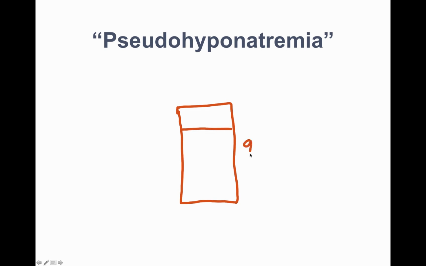So let's take a step back and review the normal components of plasma. In any given volume of plasma, about 93% is composed of water and substances dissolved in water, such as glucose and electrolytes. And the other 7% is composed primarily of larger, non-hydrophilic substances, such as fats and proteins. So how is this relevant? Here I'm going to draw some volume of plasma. I'm going to label this 93% as the water phase, and this 7% is the non-water phase.